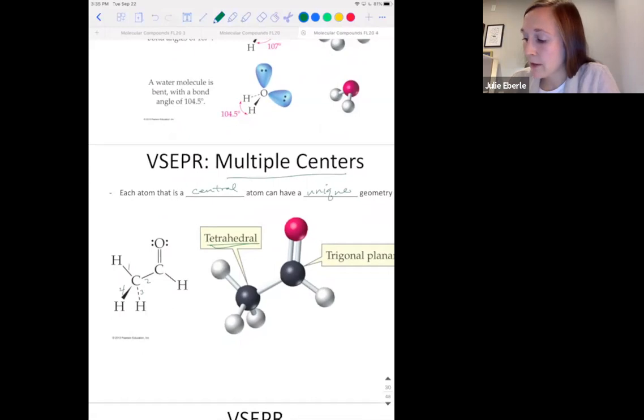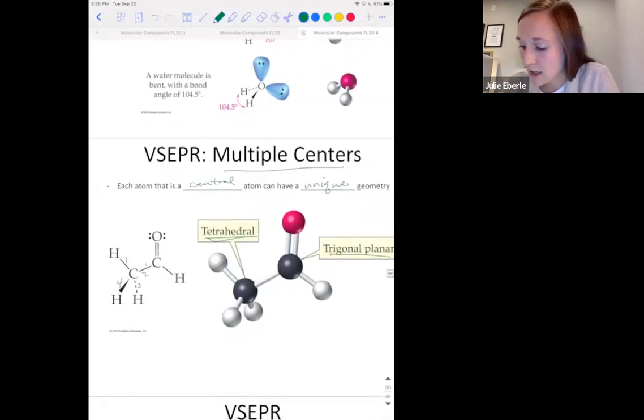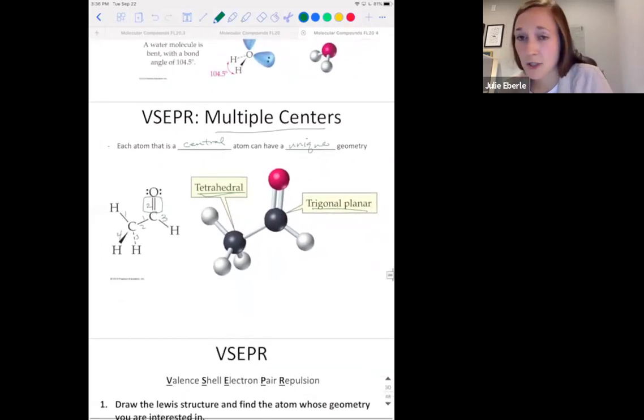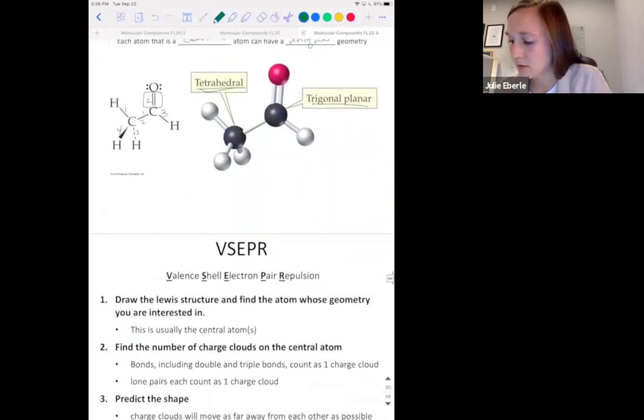But if you look at the carbon on the right, it's trigonal planar. Why is that? Well, it only has 3 bonded atoms: 1, 2, 3. There's still 4 bonds on both carbons, so we have not violated any of the carbons' numbers of bonds. We're satisfying octets on all the carbons here. It's just that you have this double bond between that carbon and oxygen, all right? And that still only counts as 1 charge cloud. Questions on unique geometries for central atoms?